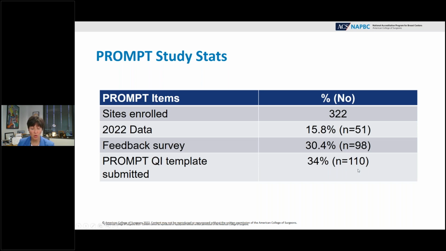And we have close to 110 sites that have submitted their prompt QI templates. I can't tell you if they're all complete, but we do see some activity on the prompt QI templates for approximately 34% of the sites. And again, as you all know, the templates are not going to be due until January 15th, 2024, so you've got time, but I just thought you would be interested to see where people are at.